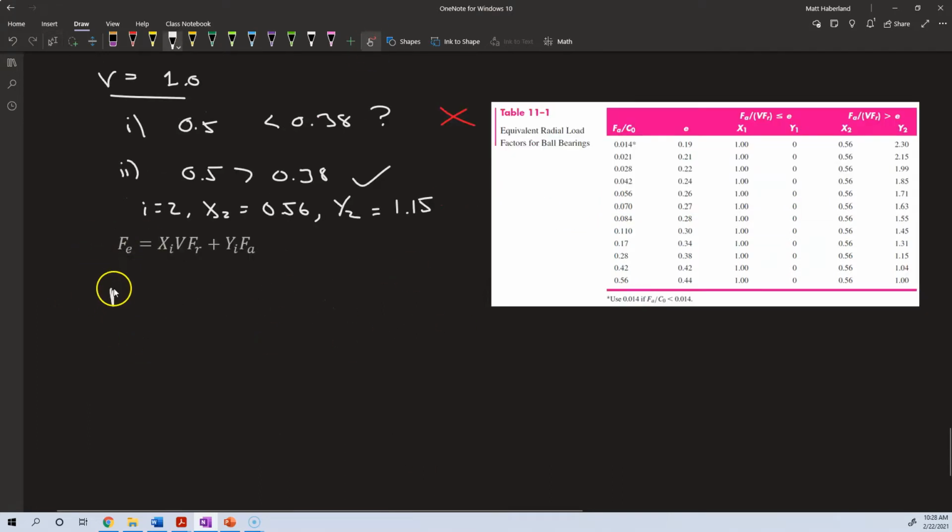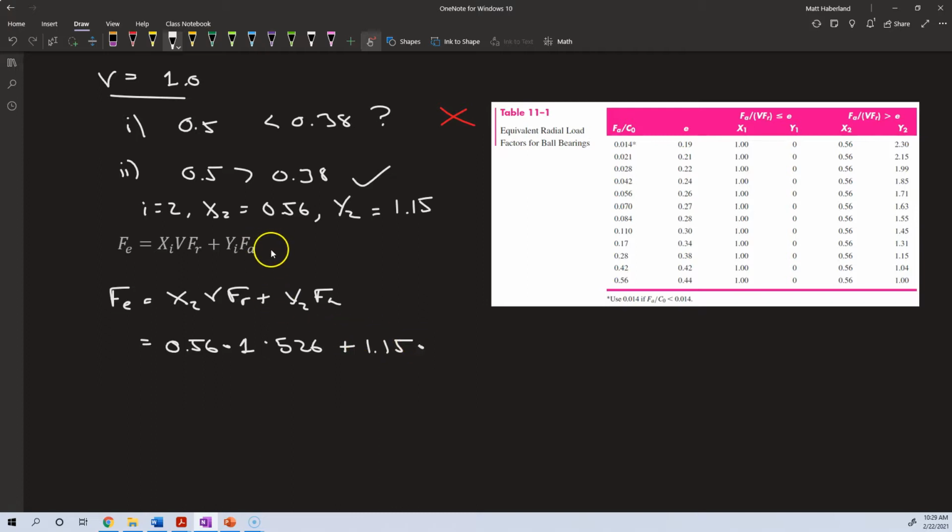Okay, so let's write this out. Our equivalent radial load is equal to X2 times V times FR plus Y2 times FA, where our X2 is 0.56, our V is equal to 1, our FR is equal to 526. We're going to add in 1.15 times our axial load of 263. So our equivalent radial load in this case is 597.01 pounds force.